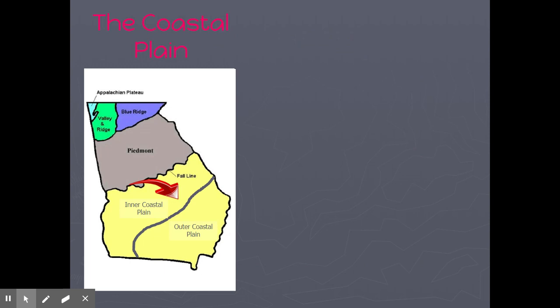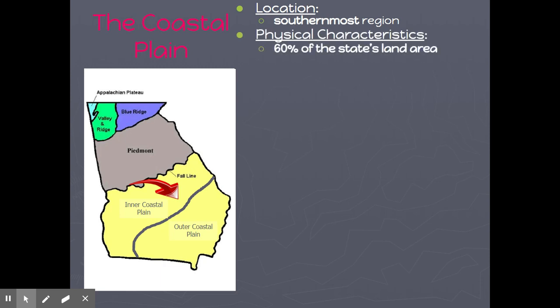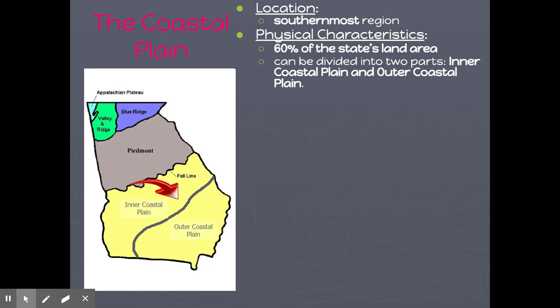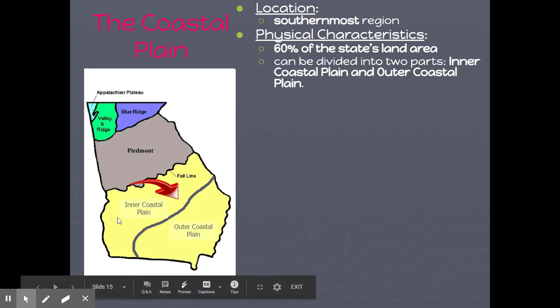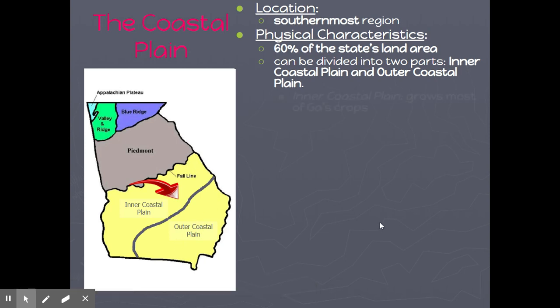All right. The coastal plain is the last region that we're going to talk about today, or the last of the five, I should say. In terms of its location, it's the furthest south. It's the southernmost region of our state. It makes up 60% of the state's land area, and it can actually be so big it can be divided into two parts: the inner coastal plain and the outer coastal plain.